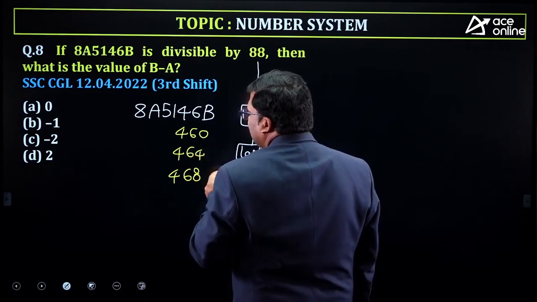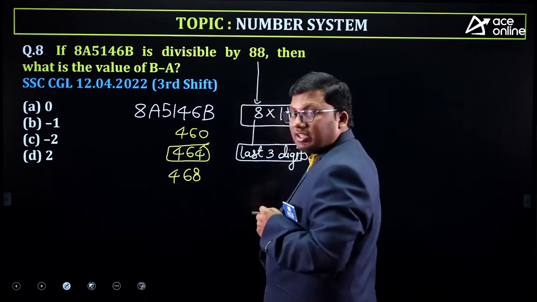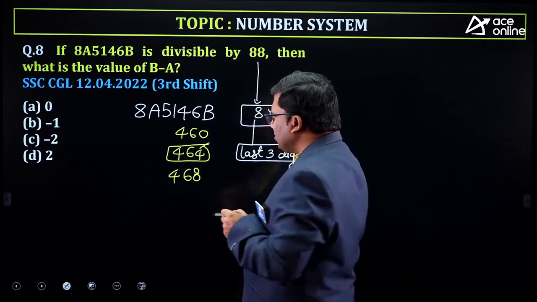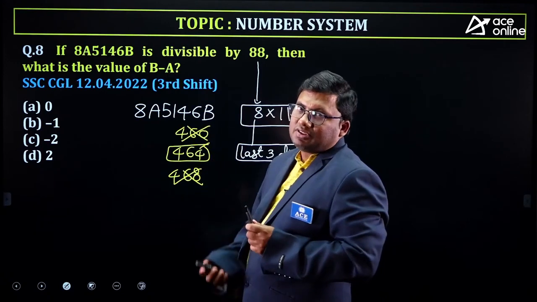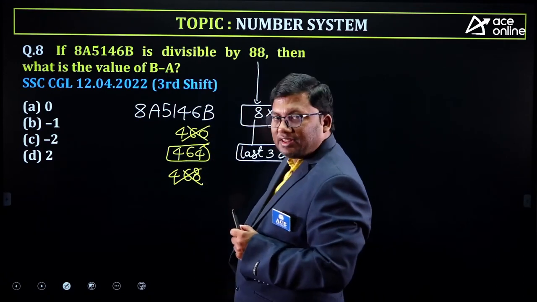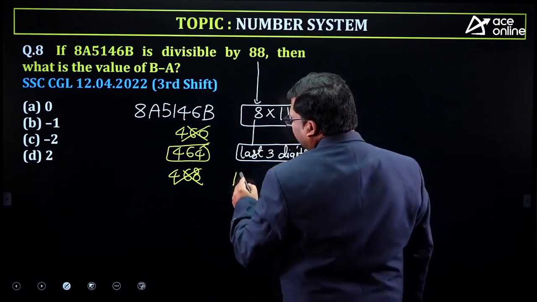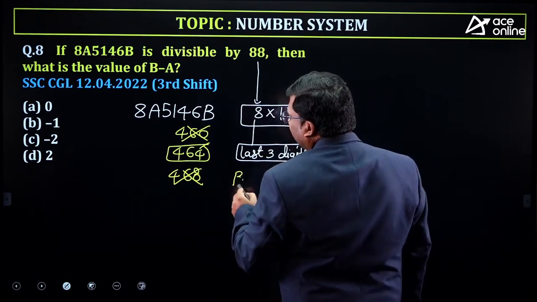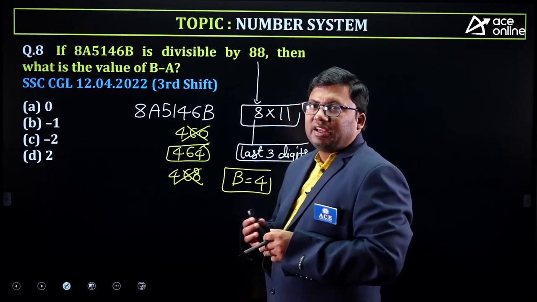464: 8 8s are 64. 468, no. 460, no. That means the answer for this last value B is 4. I hope the idea is clear.